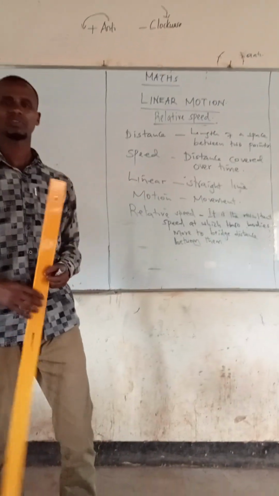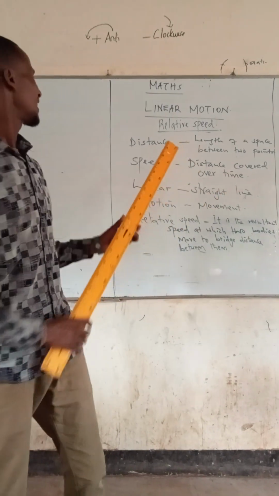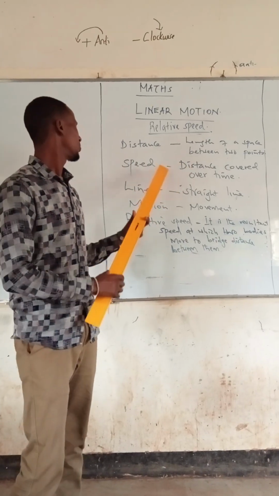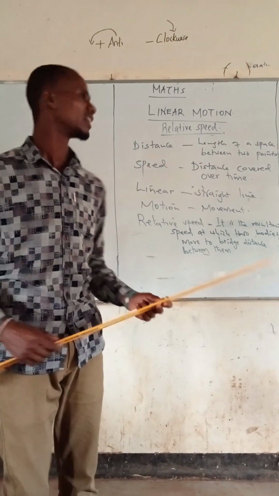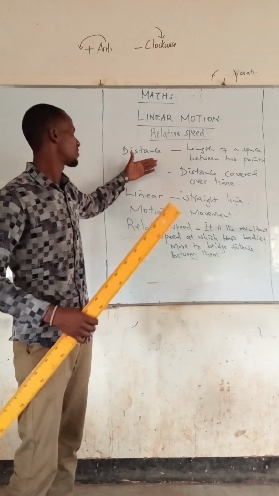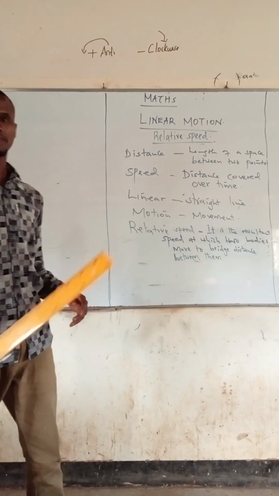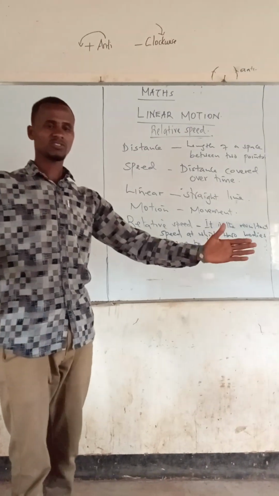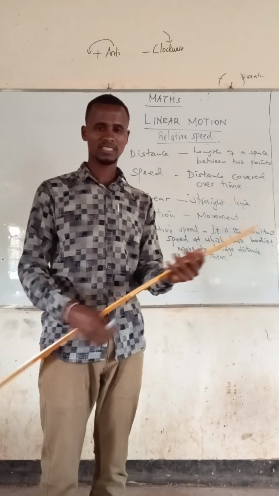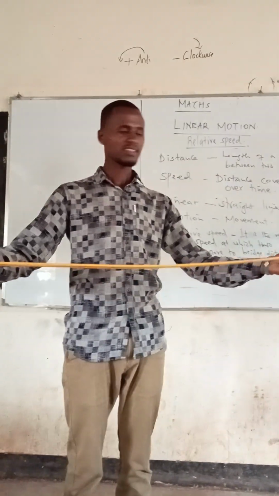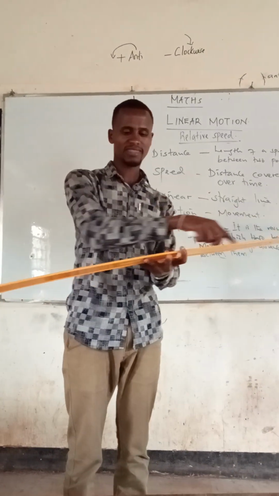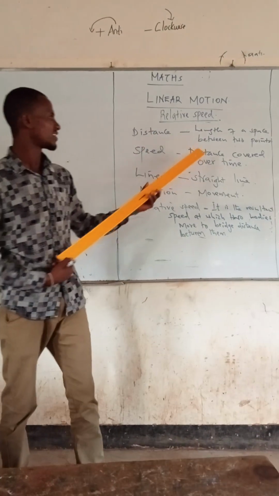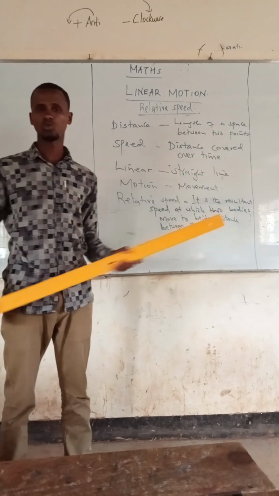Linear motion. This is a topic in Form 2, specifically relative speed. Before we get into the details of the topic, we first have to familiarize ourselves with these terms. The first one is distance. I know you know what a distance is. Distance is the amount of space between 2 points. Like now, if you have this end and this end, the distance between them is this length. So we can define distance as the length of a space between 2 points.